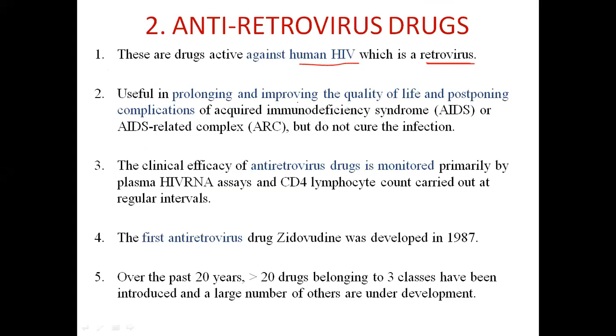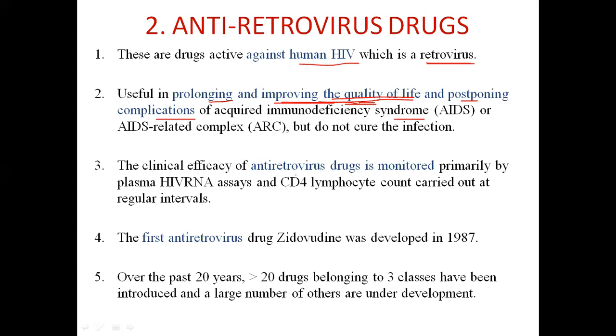Then useful in prolonging and improving quality of life. So this is not cure, this is treatment. What we are doing is we are prolonging the life and improving the quality of life by postponing the complications of acquired immunodeficiency syndrome. Complications like the presence of tuberculosis, anemia, and diarrhea. So we can postpone the complications and improve the quality of life by this type of drugs.